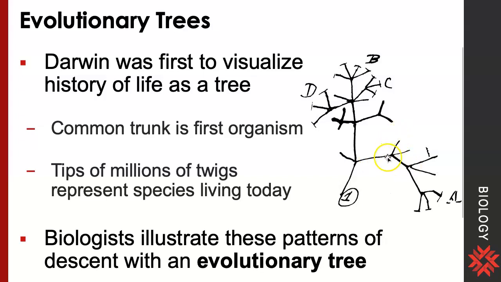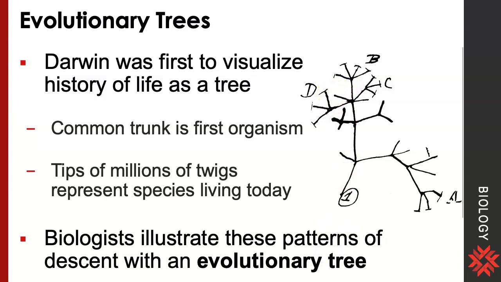So every time you have this branching, you have two different species. And then ultimately at the ends of these branches, at the tips of these twigs, is where you would have the living organisms, the living species. And the closer these species are on that evolutionary tree, the more closely related they are to one another. So these two species here would be more closely related to each other than they would be to a species on the tree way over here.